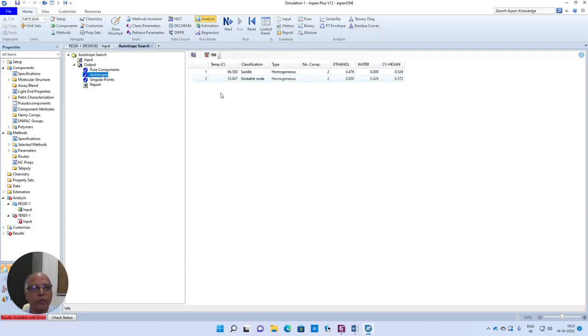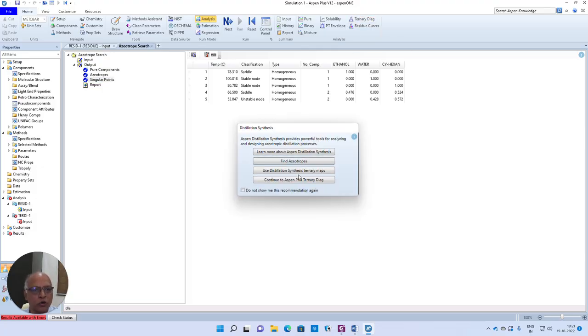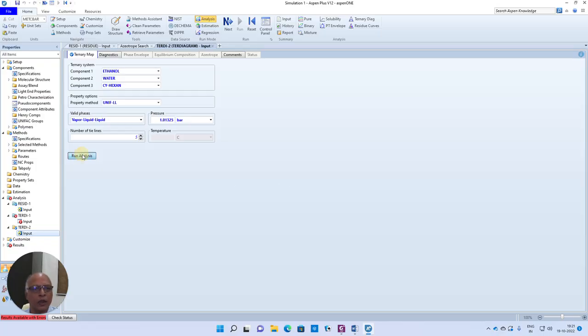But remember, some of them may not be, you can also use this analysis. Look at the singular points. So stable nodes, unstable node, and the saddle points. So all this information will really help you to look into the distillation while doing this synthesis, distillation synthesis.